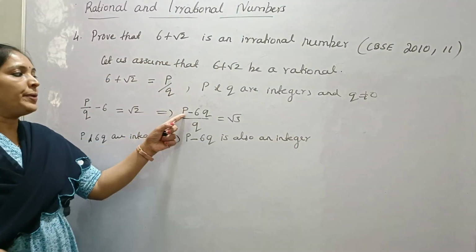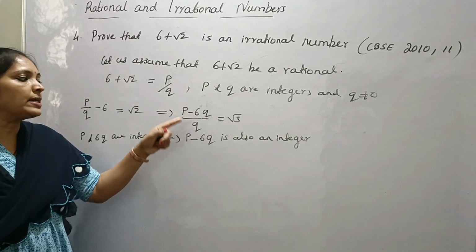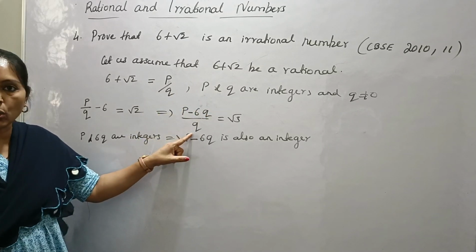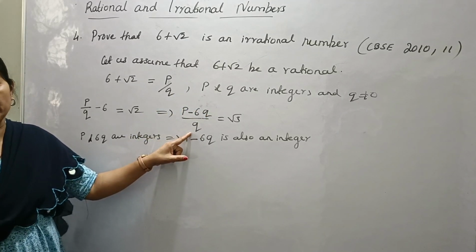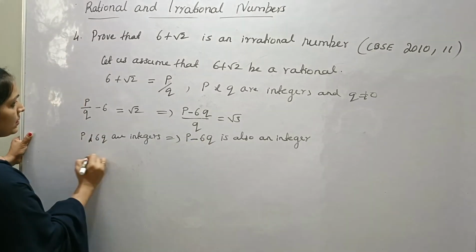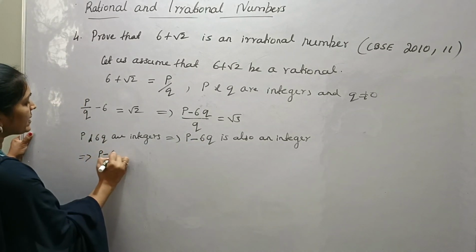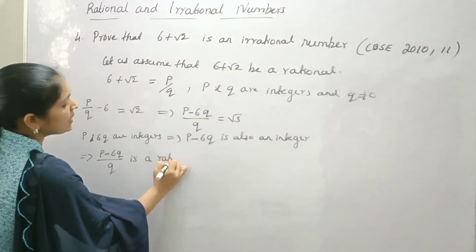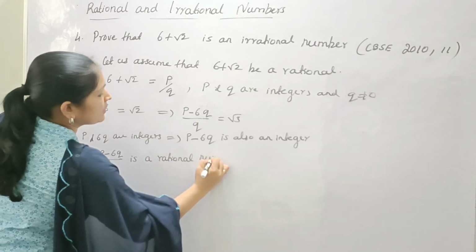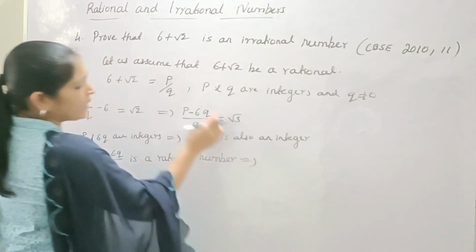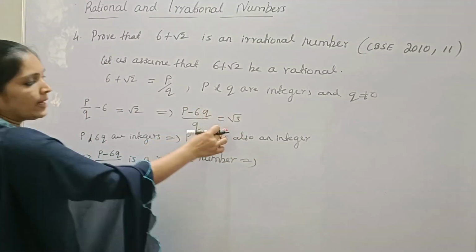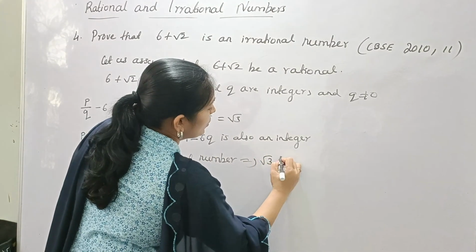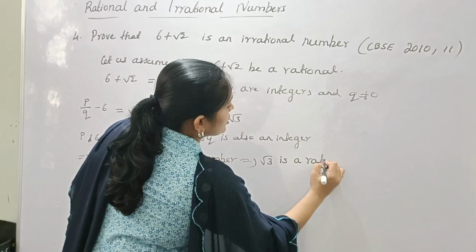Right? So here p minus 6q is an integer and q is also an integer. Therefore p minus 6q divided by q is a rational number. That implies it is equal to root 2, right? That implies root 2 is a rational number.